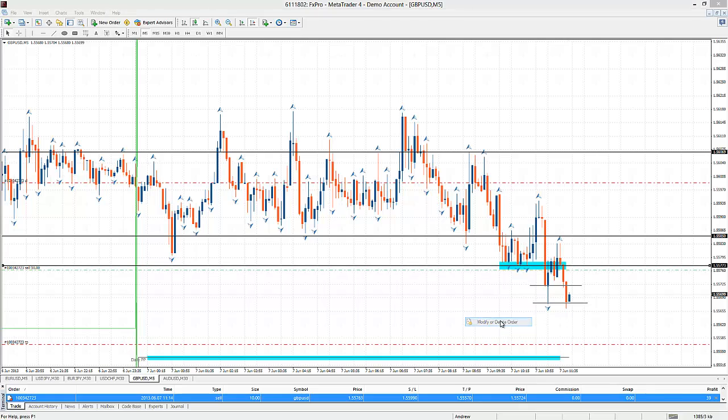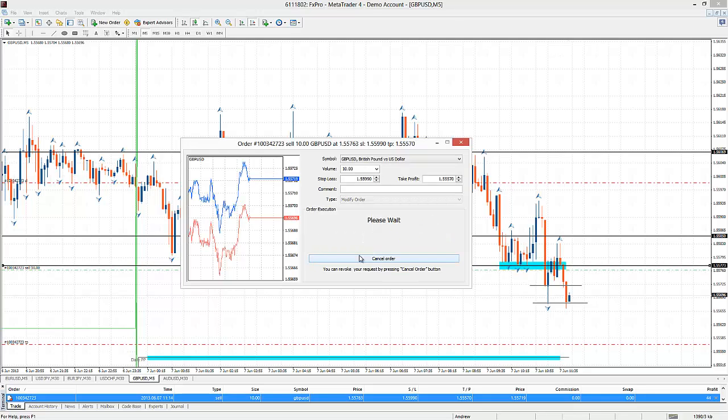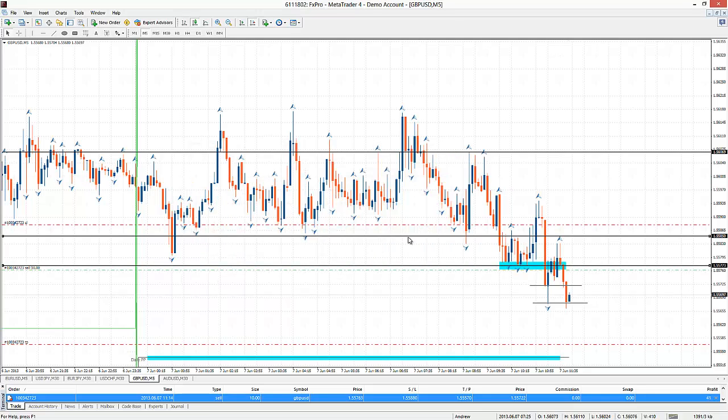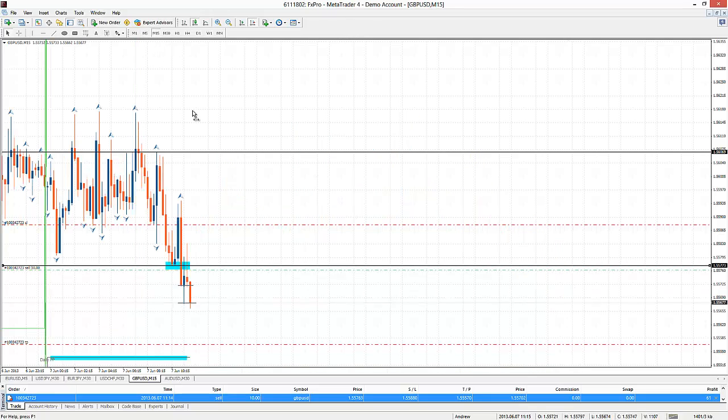Okay, so if we go into our platform, modify, and we just bring it down slightly, 1.5588. Okay, remember the spread is about 3 pips on this, so just modify that. Alright, so there you can see the reduced risk. I'll just remove that line. So we've still got a bit of risk in the trade, still looking at breaking and holding below that area of support. Price is still heading south.